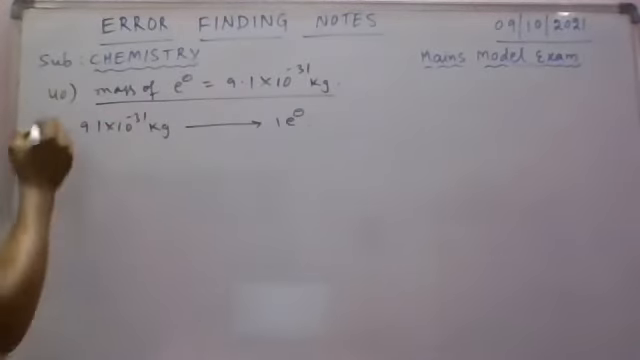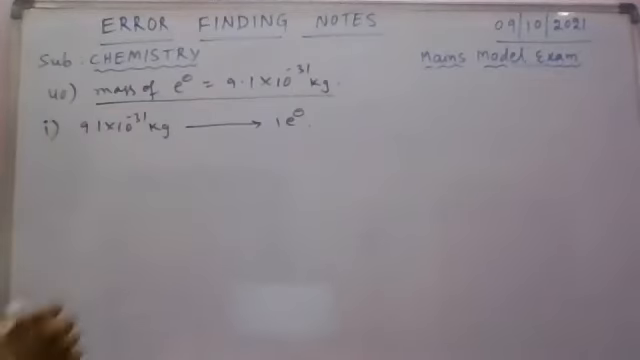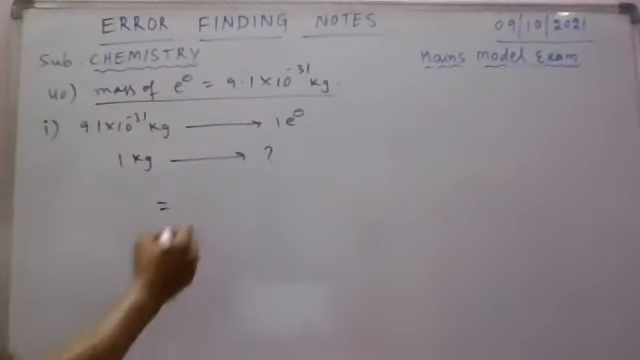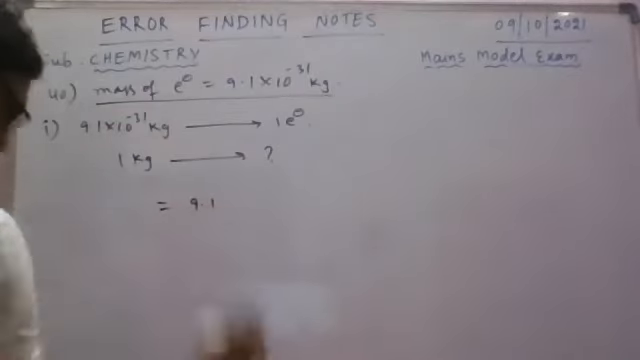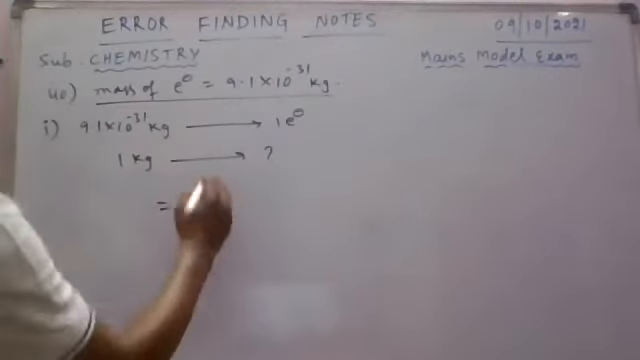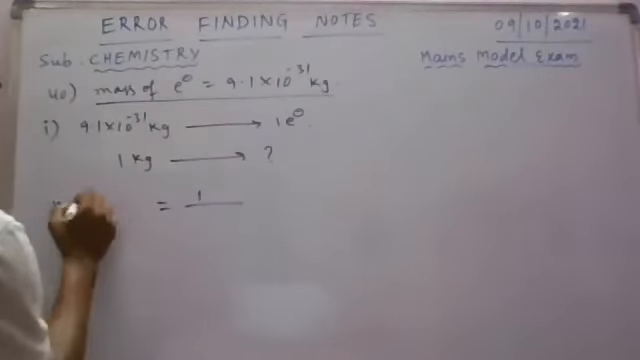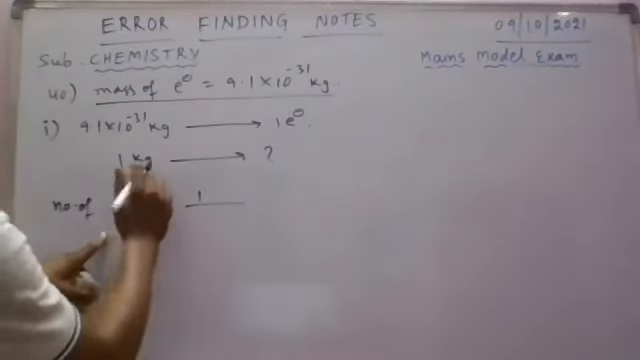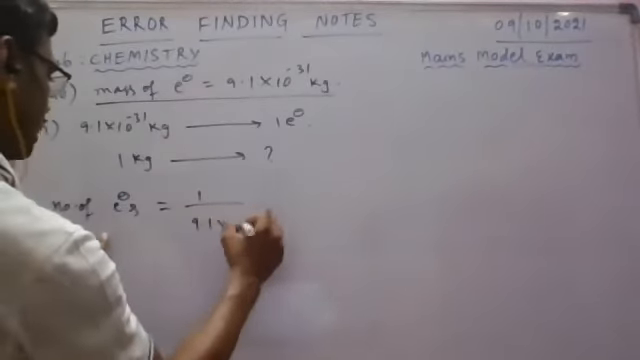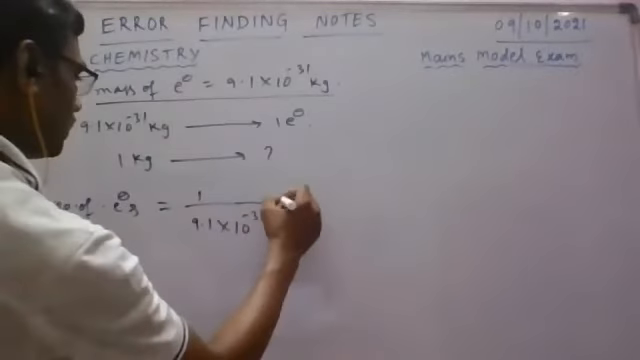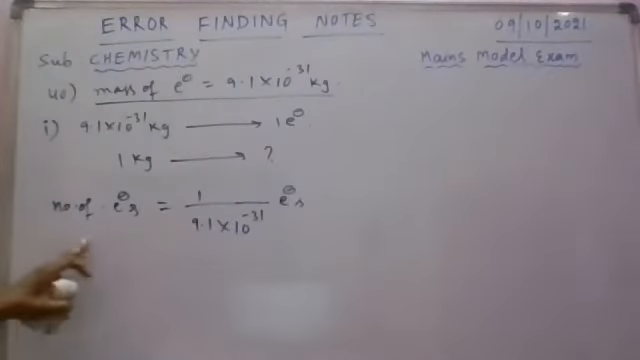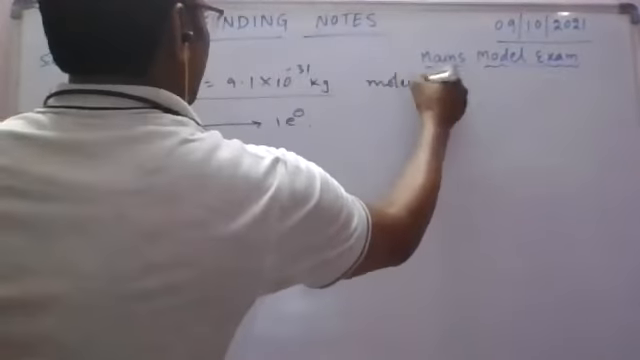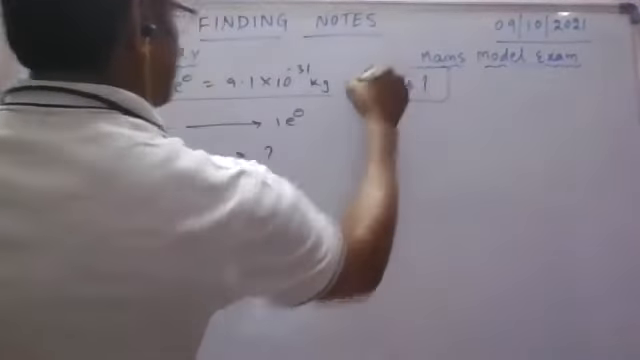First step: 1 kg contains how many electrons? By cross multiplication, the number of electrons is 1 by 9.1 into 10 to the power minus 31. First identify the number of electrons in 1 kg. These many electrons are present, but the question asks for the number of moles of electrons.